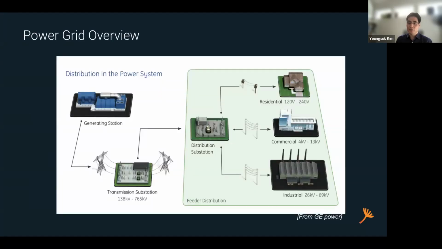And this diagram shows the overall layout of the power system. There is a power generation station that generates electricity. And the power is delivered to transmission substation and then distribution substation. And then finally, residential and commercial properties get power from the distribution substation. As one concern, we are focusing on distribution substation, which is shaded in green.